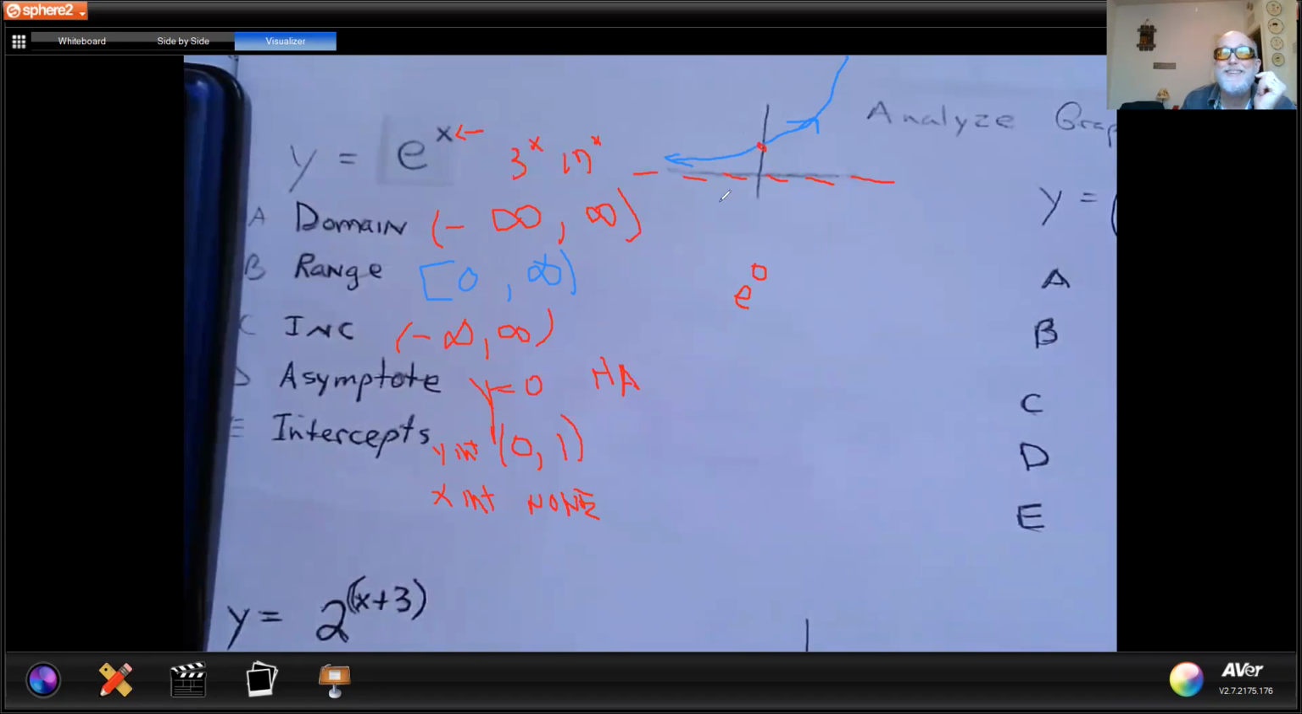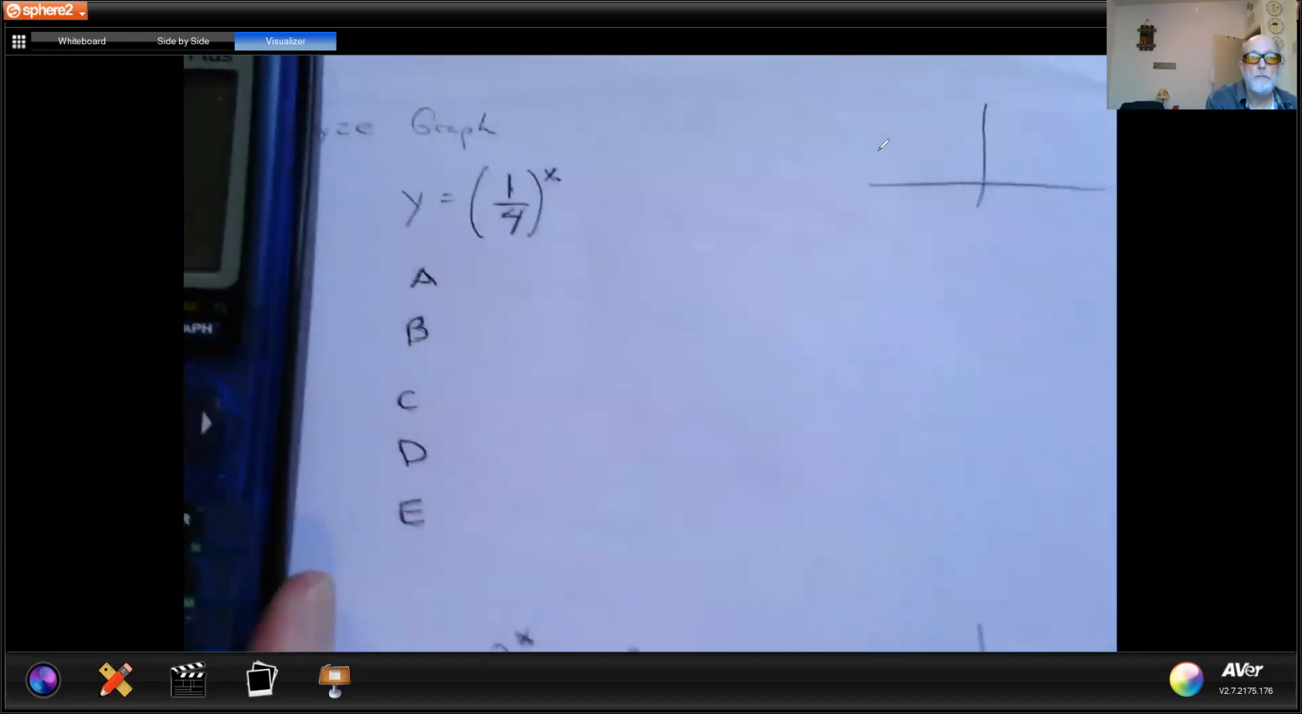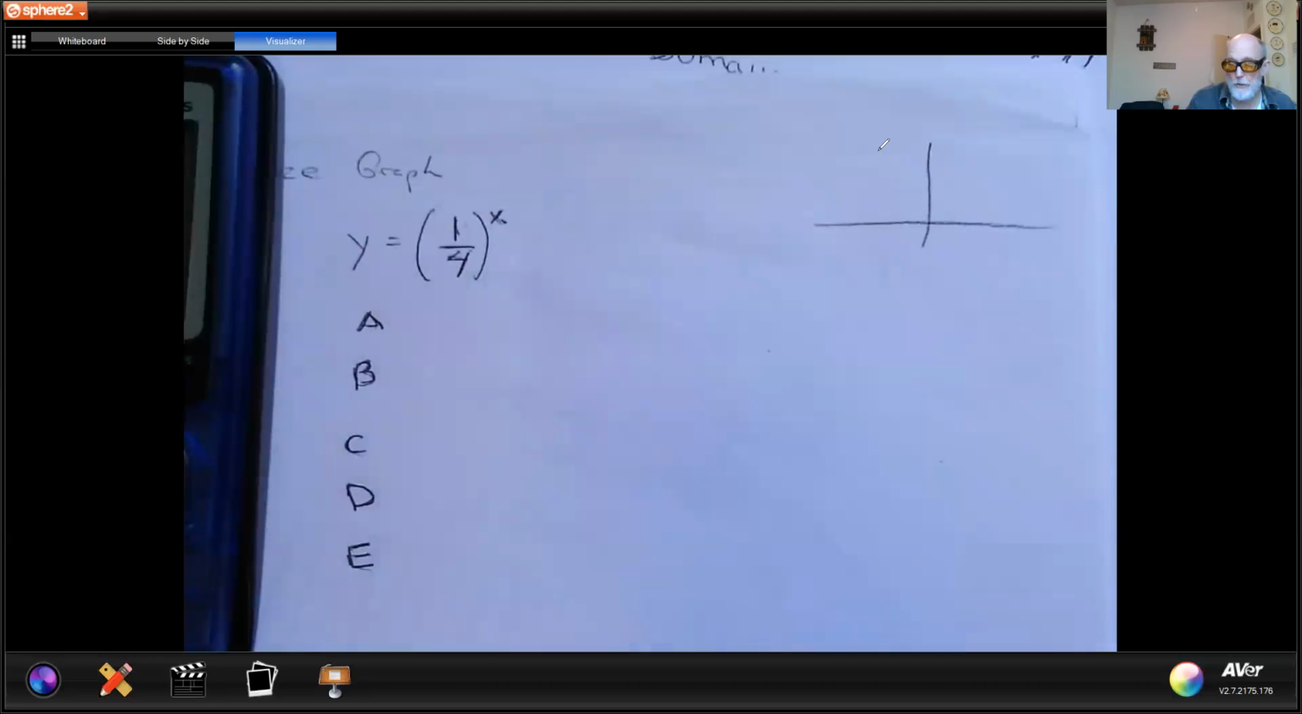So let's look at one that doesn't look the same. Let's look at this one. What's different here? Well, it's a fraction, right? So if you remember that little sheet I showed you, the fraction makes it be decay. That means it gets smaller. On growth, it goes up to the right. On decay, it goes down to the right.